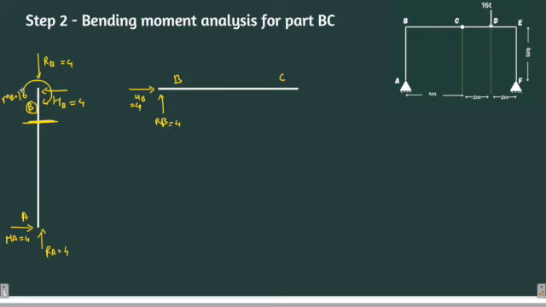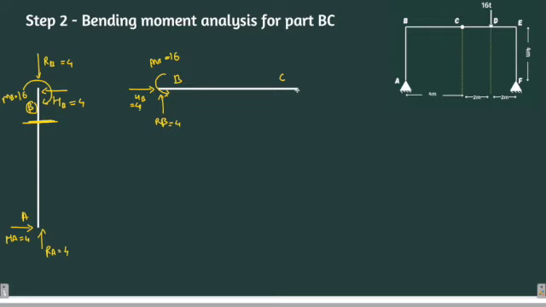Since there is a moment in the clockwise direction at point B in part AB, I'm drawing a moment which is anti-clockwise in direction, MB, which is opposite direction but of same magnitude. This was for part AB. It was in clockwise direction, so the moment is acting in the anti-clockwise direction for part BC.